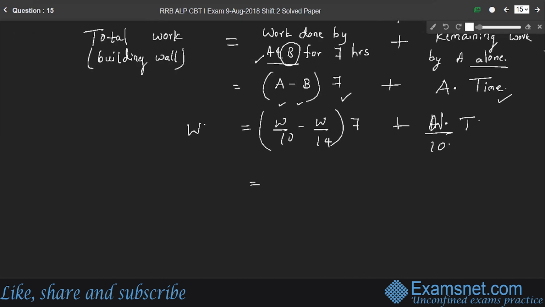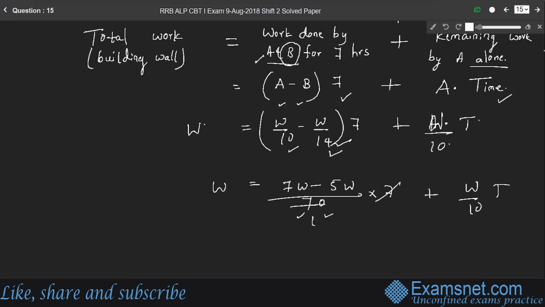Simplify it. So here LCM is 70, right? So 14 into 5, 10 into 7 is 70. And the numerator becomes, since 10 into 7 is 70, W into 7 becomes 7W minus 14 into 5 is 70, which is LCM. Therefore, W into 5 is 5W. So into 7 plus W by 10 into T is equal to W.